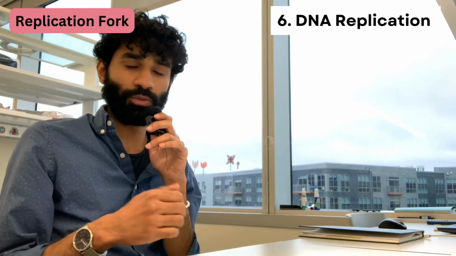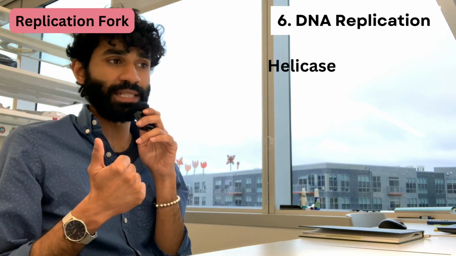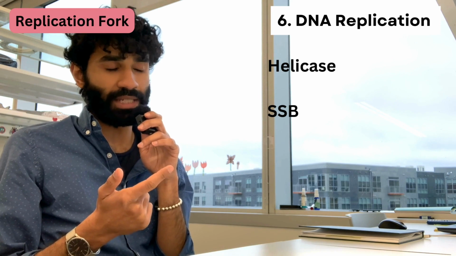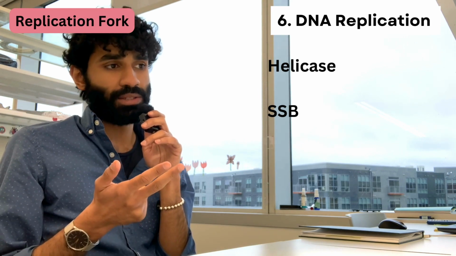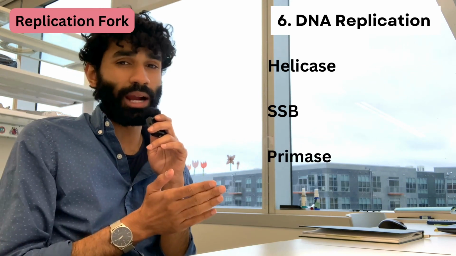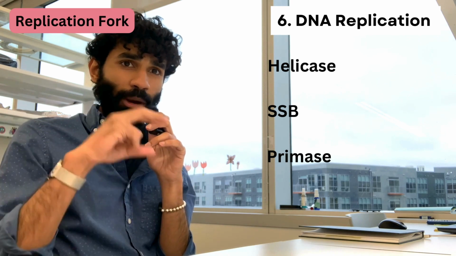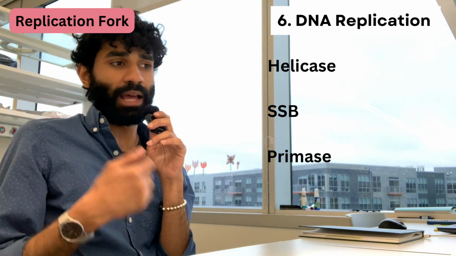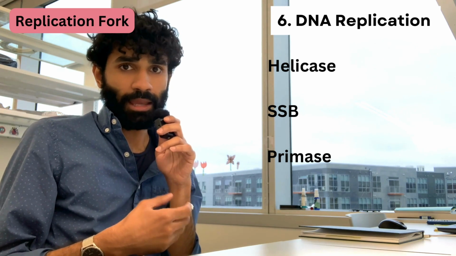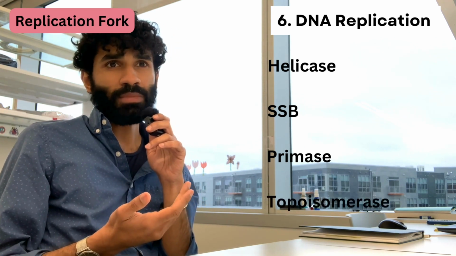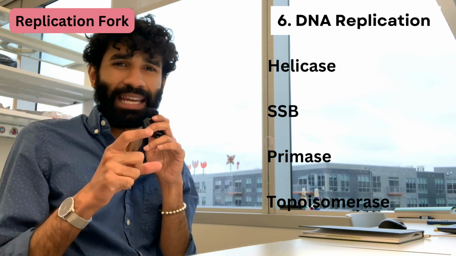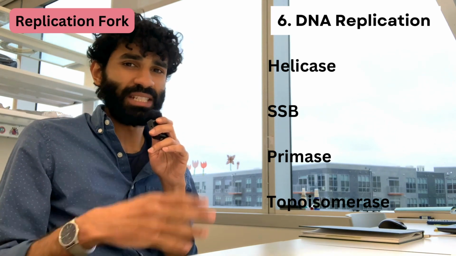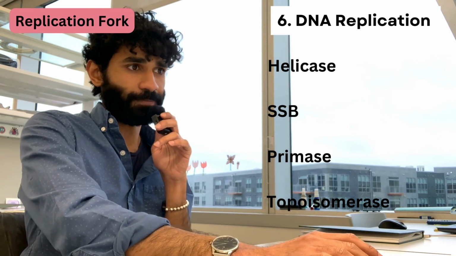So at the replication fork, you have helicase, that is unwinding the DNA. You have SSB, that is stabilizing unbound DNA. You have primase, which actually lays down your RNA primer, from which DNA polymerase can bind and extend. And then lastly, you have topoisomerase. And topoisomerase essentially creates these nicks in the DNA to relieve strain and detangle DNA during replication.